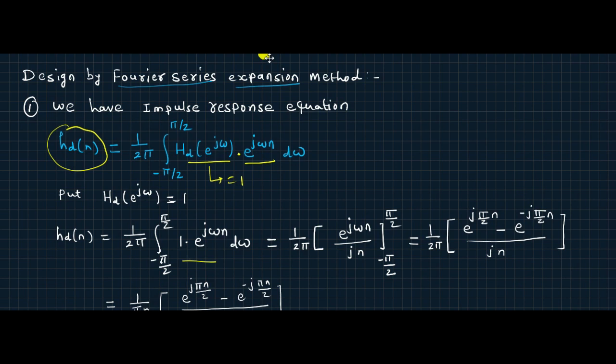If we integrate this, we get e raised to j omega n, using the rule that the integration of e raised to x dx is e raised to x, and the integration of e raised to 2x dx is e raised to 2x divided by 2, the coefficient. By using this, the integration of e raised to j omega n with respect to omega is e raised to j omega n divided by jn. Substituting the upper and lower limits in place of omega, we get e raised to j pi n by 2 minus e raised to minus j pi n by 2, divided by jn.